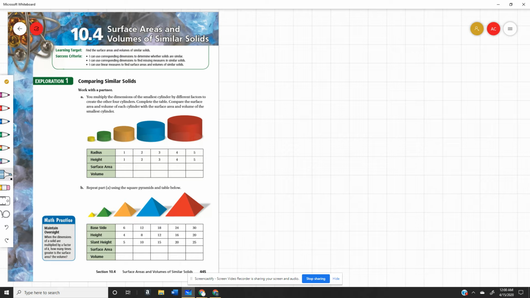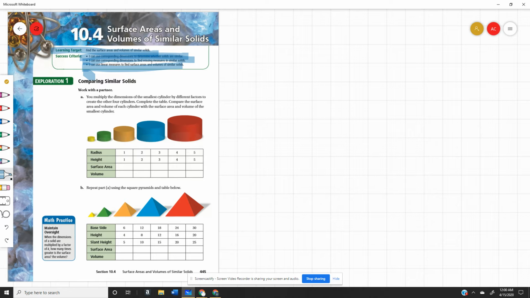Chapter 10.4, surface area and volume of similar solids. Our learning target is to find the surface area and volume of similar solids. Success criteria: I can use corresponding dimensions to determine whether solids are similar. I can use corresponding dimensions to find missing measures in similar solids. And I can use linear measures to find surface area and volume of similar solids.